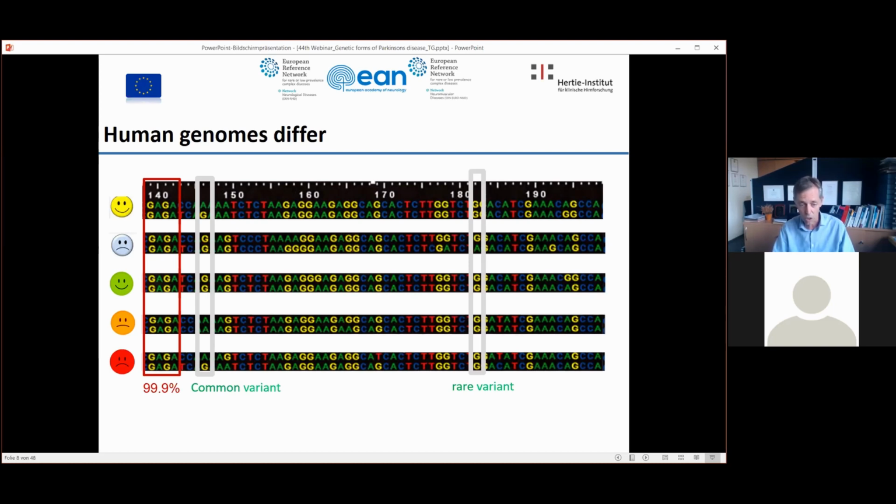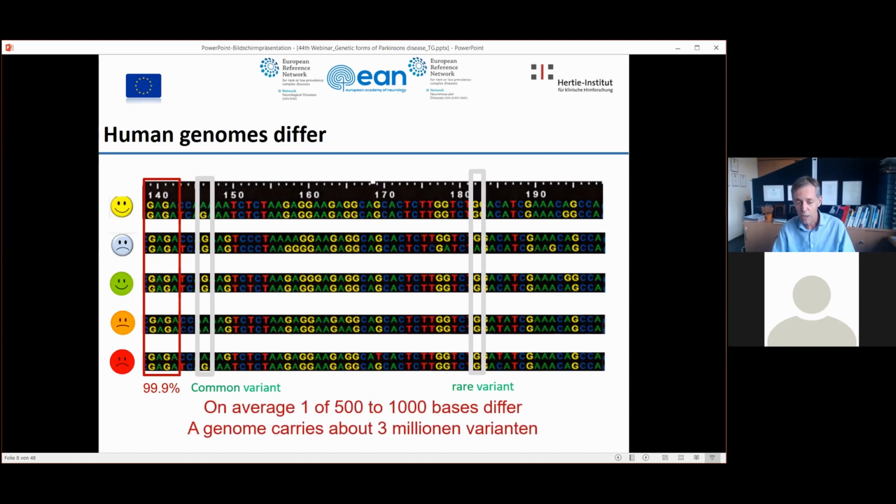That's a very important concept. On average, about 1 of 500 to 1,000 bases differ. So 99.9% are identical, 0.1% differ, and those different variants can have variable frequencies. So a total human genome carries about 3 million variants.